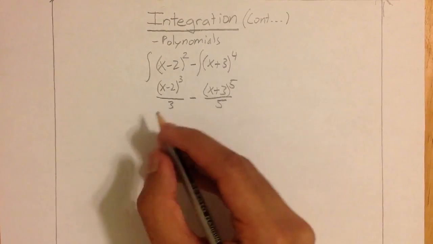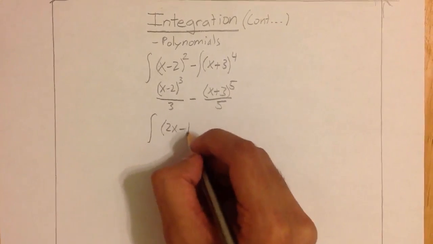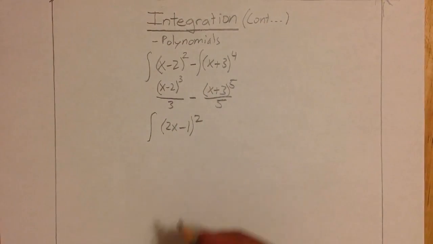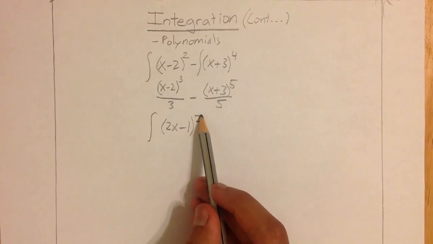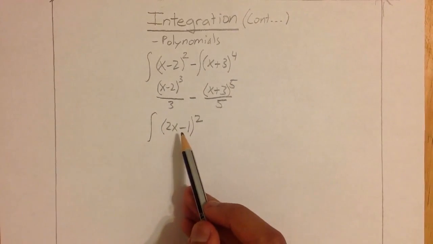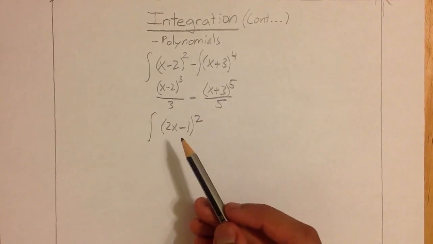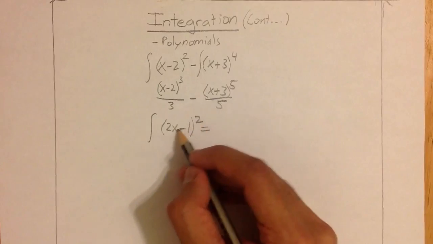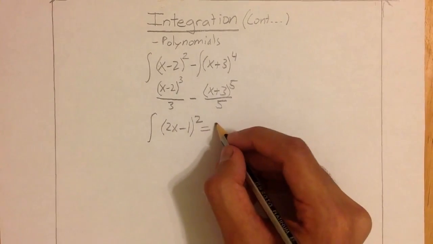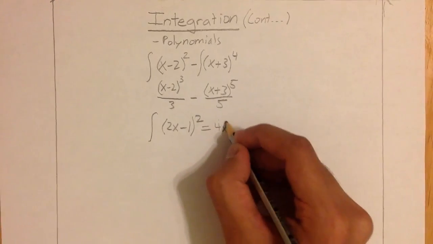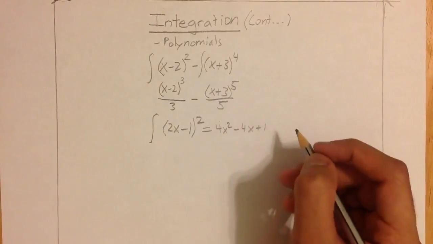Let's look at one more example of polynomials. The integral of 2x minus 1 squared. Seems simple, right? Well, we can't use the same method that we used here, so we can't just add 3 and divide by 3, because we have a 2 in front of the x here, which throws things off. So one way we can approach this is to multiply 2x minus 1 times 2x minus 1, which gives us a result of 4x squared minus 4x plus 1.